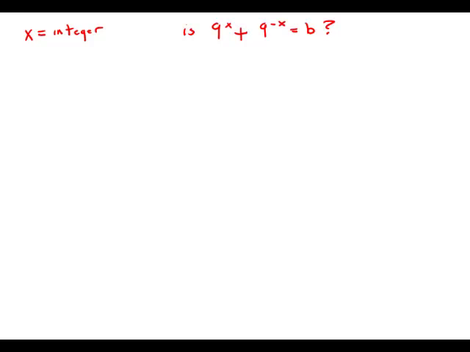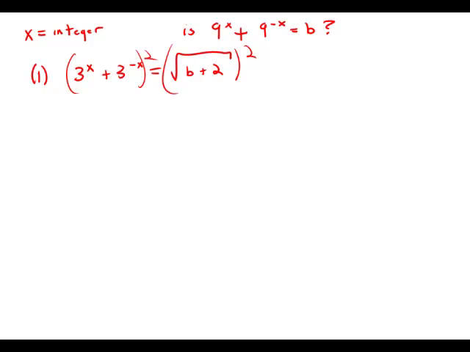So statement number 1 gives us this rather complicated expression, 3 to the x plus 3 to the negative x equals the square root of b plus 2. Well, this is kind of a monstrosity, but we do notice there's a radical on the right side, and it'd be nice to get rid of that. And also 3 squared equals 9, so that kind of tips us off that maybe what we need to do is simply square both sides of this equation.